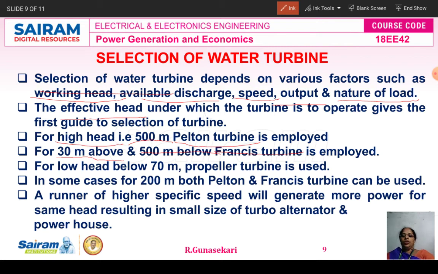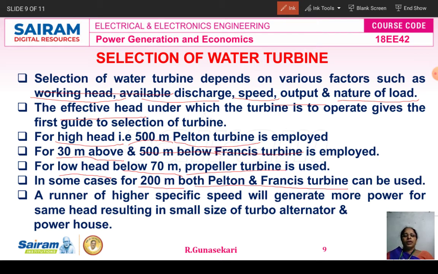Suppose we have a low head power plant, that means below 70 meter water head, at that time we use a propeller turbine as the water turbine. In some cases, that means for 200 meter water head, for this application both Pelton and Francis turbines can be used.